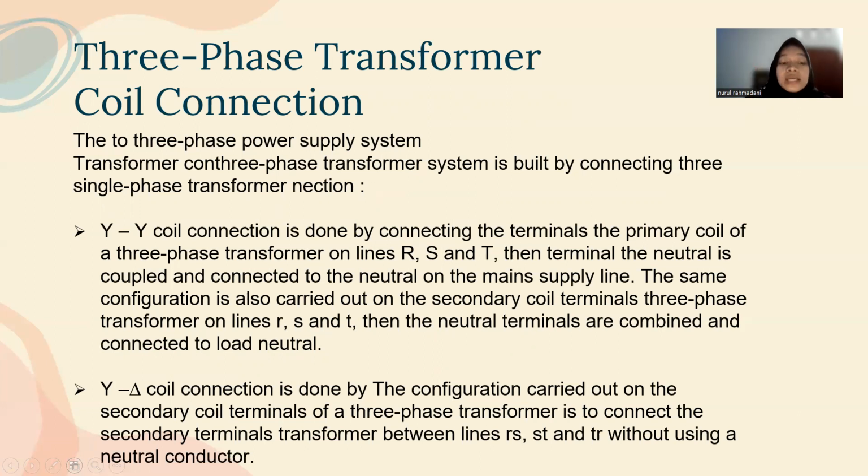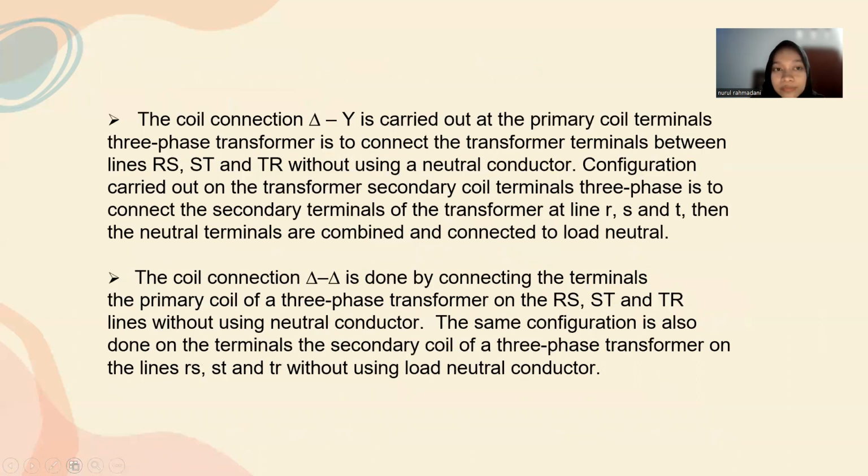The second, Y to delta. Coil connection is done by the configuration carried out on the secondary coil terminals of a three-phase transformer, which is to connect the secondary terminals of the transformer between lines RS, ST, and TR without using a neutral conductor.